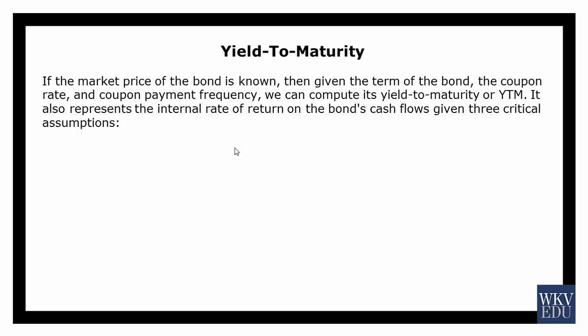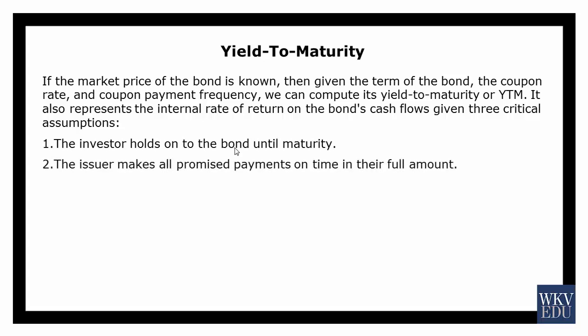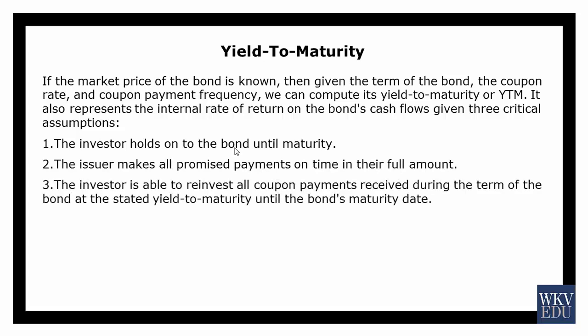It also represents the internal rate of return on the bond's cash flow given three critical assumptions. Firstly, the investor will hold the bond till maturity. Secondly, the issuer makes timely payments of the coupon, the promised amounts. And thirdly, the investor is able to reinvest all the proceeds that he gets at the YTM until the bond's maturity date. I had already told this, but I'll still repeat because it's important.